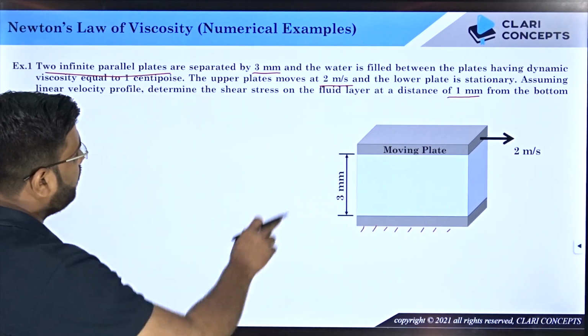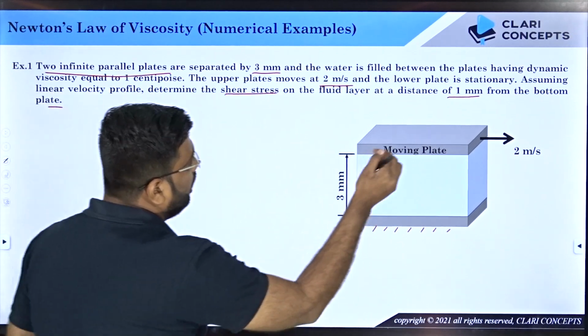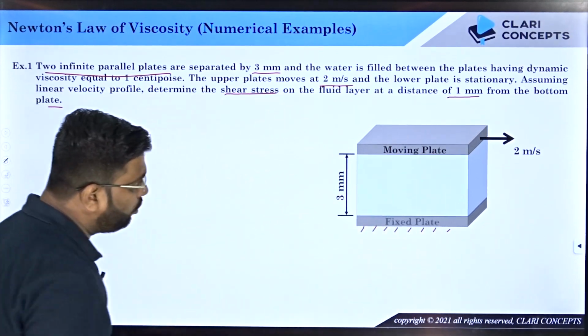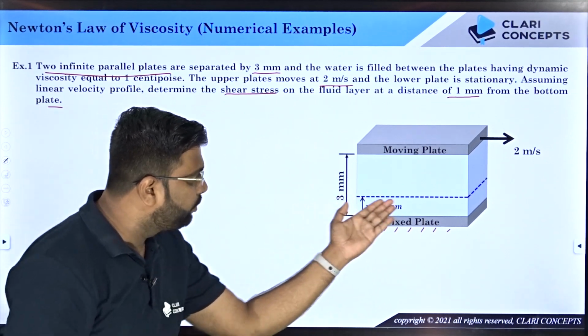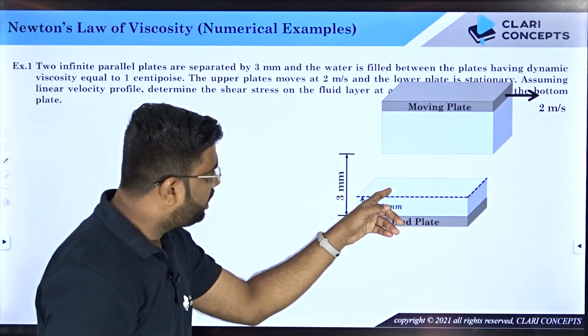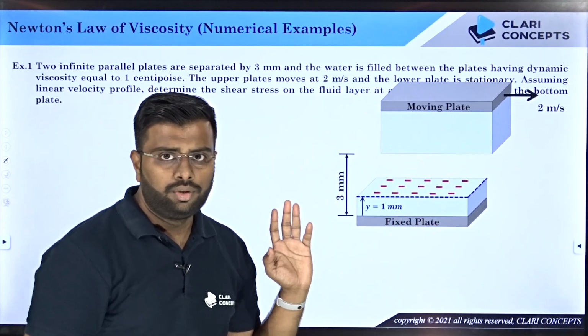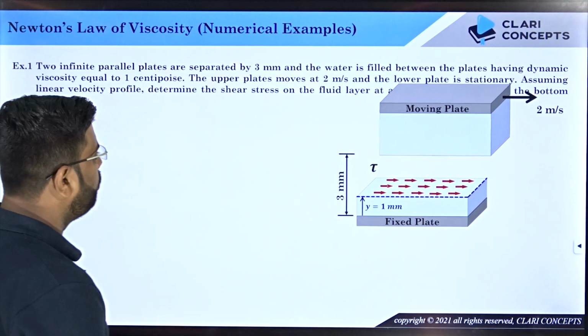Assume that and find out the shear stress at the fluid layer at a distance of 1 mm. So what you need to find? If you talk about the distance of 1 mm from the bottom plate, you have this fluid layer. They are asking that if you cut this fluid layer, you will see the shear stress developed somewhere over here like this. So you need to find the value of shear stress on this layer. Got the point? Let us move ahead.